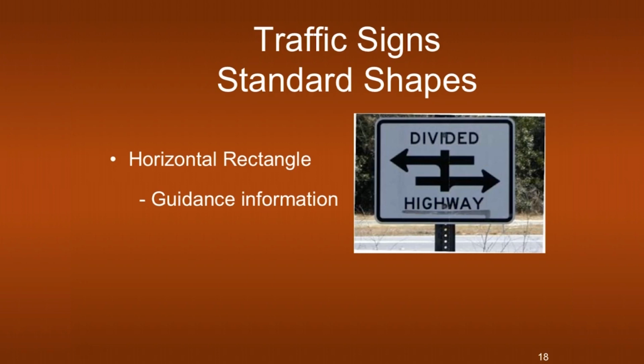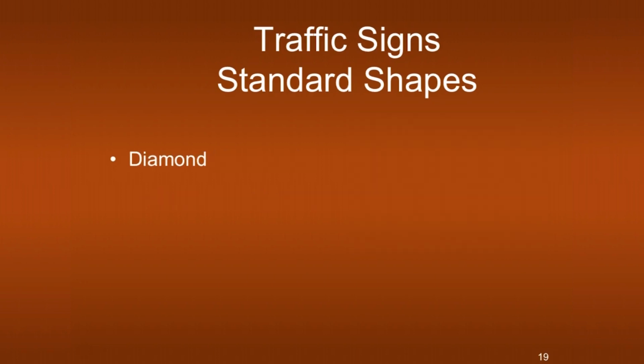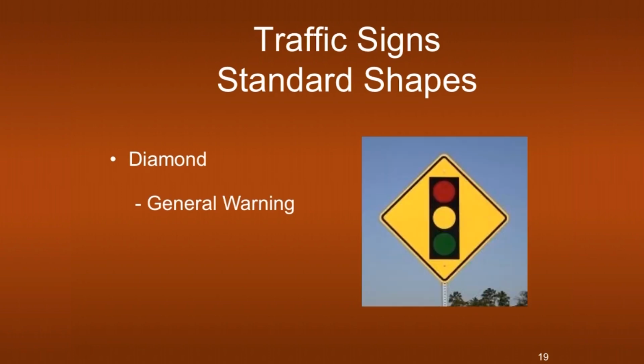Diamond is the general warning, and as I mentioned before, almost always the general warning sign is going to be diamond-shaped and almost always yellow in color. The one exception would be if that is in a construction zone. So the diamond shape and the yellow color go together as warning signs.